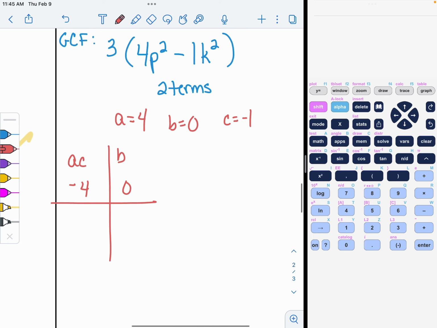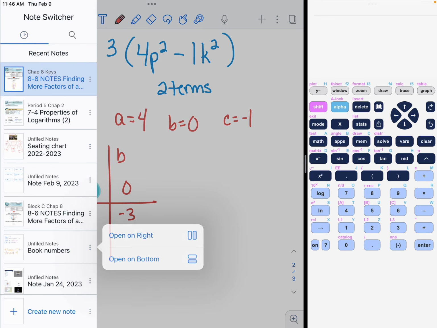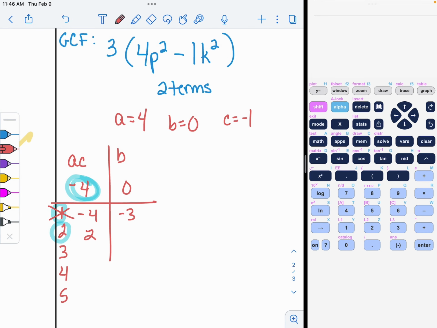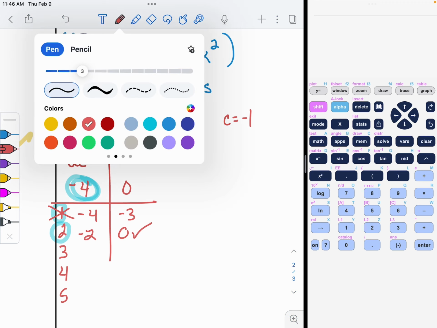I had to find my 2 magic factors. So again, if you don't know them right off the bat, just start with 1, 2, 3, 4, and 5. -4 divided by 1 is -4. Add to be -3. So those are not it. -4 divided by 2 is -2. Add those to get 0. There it is. Now jump to the box.